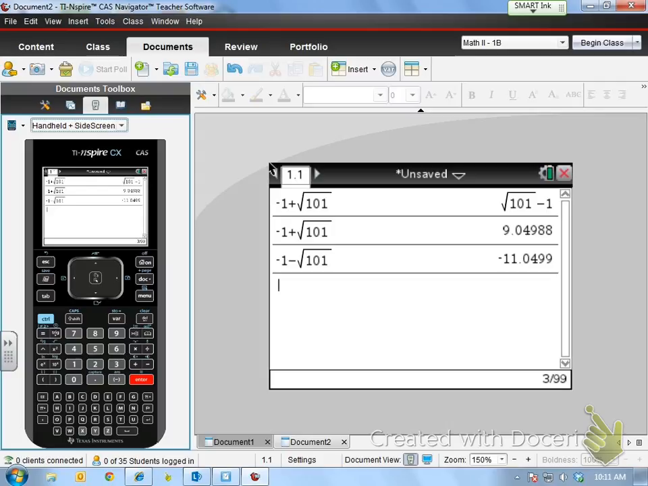Wait, hold up. How do you get the decimal? Control what? Control enter. How do you get the second?